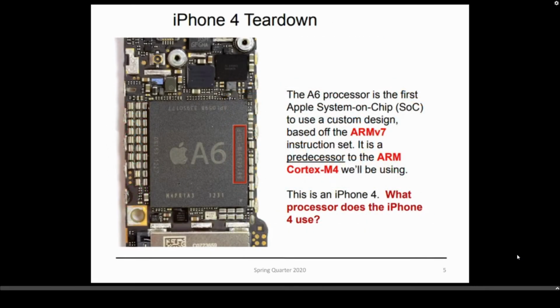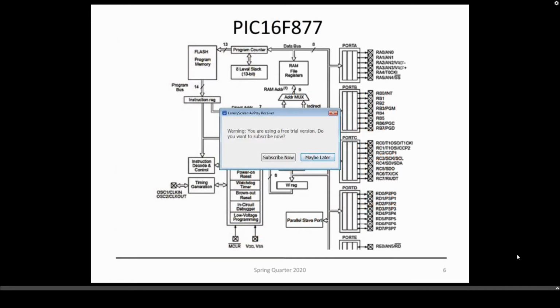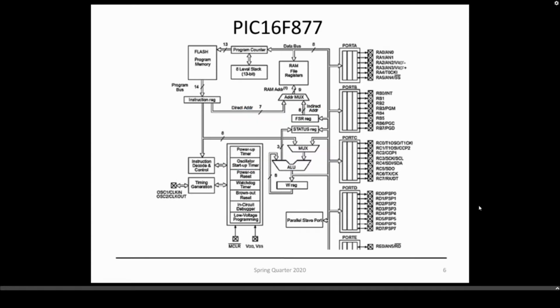The next one is an iPhone 4. It uses an ARM 7. Here you have the PIC 16F877, and these are examples of architectures, and I want you to pay attention to the type of logic components that you can recognize on these schematics. This is the PIC. You can pause the video so you can take your time.